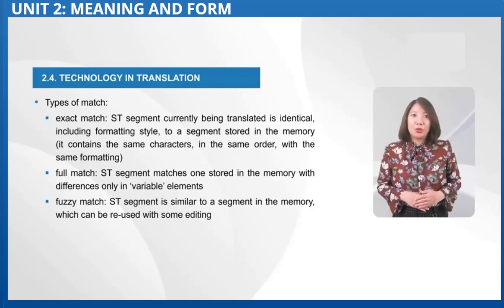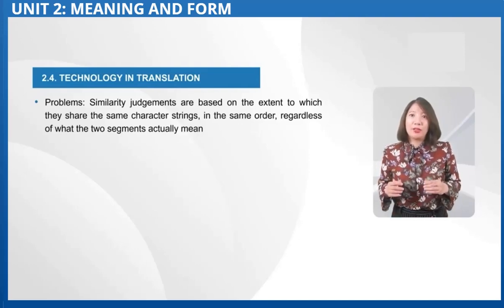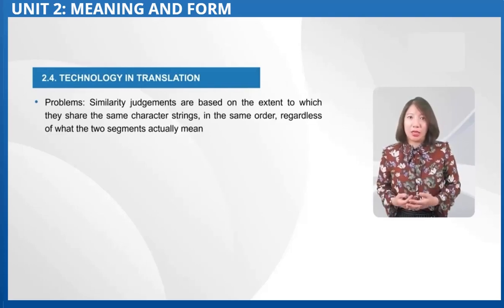Now, there are actually some problems with technology and machines in translation. In that, similarity judgments are based on the extent to which they share the same character strings in the same order, regardless of what the two segments actually mean.